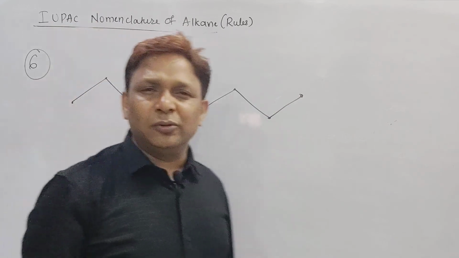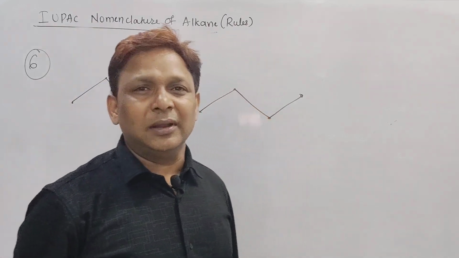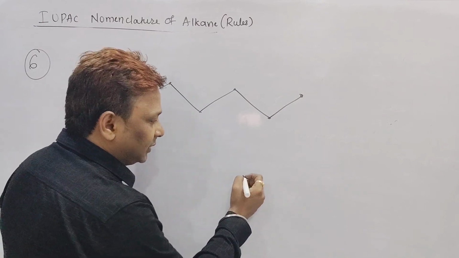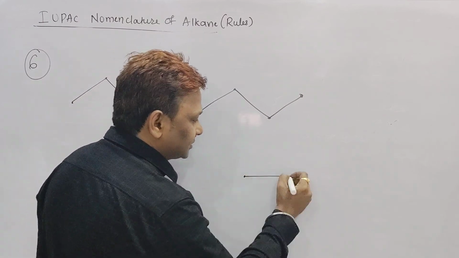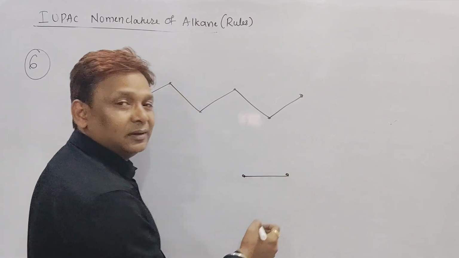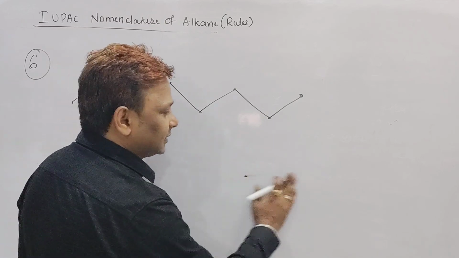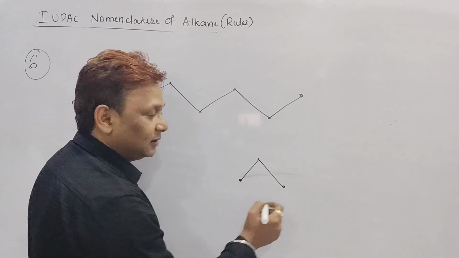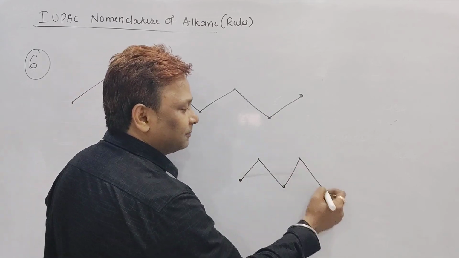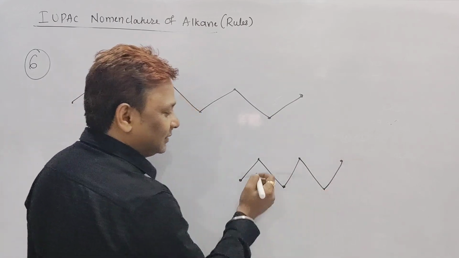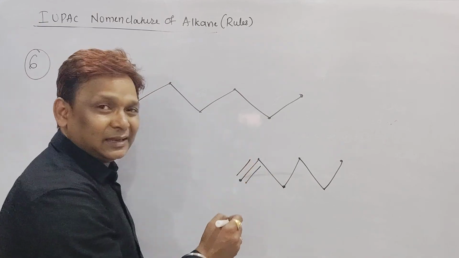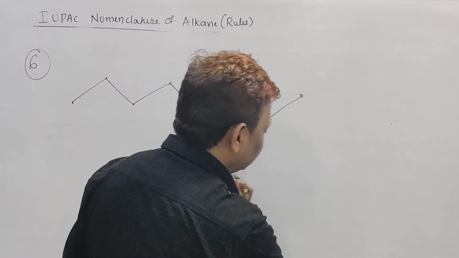I hope everybody knows better how to write the bond line formula. If you don't know, you can see my previous video. I told you better. If it is 2 carbon, just give one line, 2 carbon. And if 3 carbon is there, just give 1, 2 and 3. This is a propane. This is a butane. This is a pentane. This is a hexane. This is a hexene. This is a hexyne. Right? Bond line formula. Right.